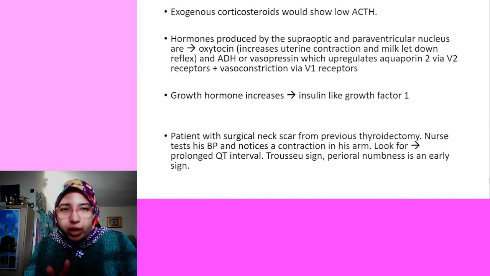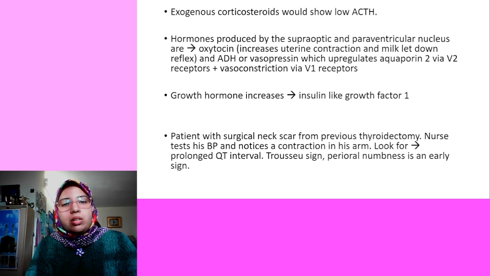It works in two ways. It works by increasing the absorption of water from the collecting tubules through upregulation of aquaporin 2, and the other way it works is directly on the blood pressure by vasoconstriction via V1 receptors. So in the renal tubules, it acts through aquaporin 2 via V2 receptors, and when it works on the blood vessels, it's via V1 receptors.